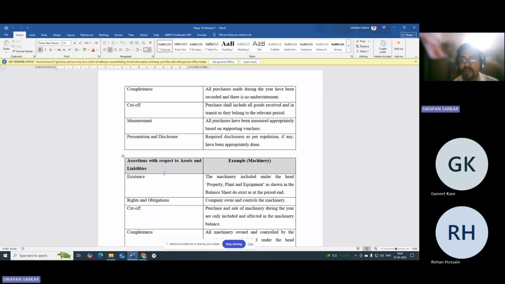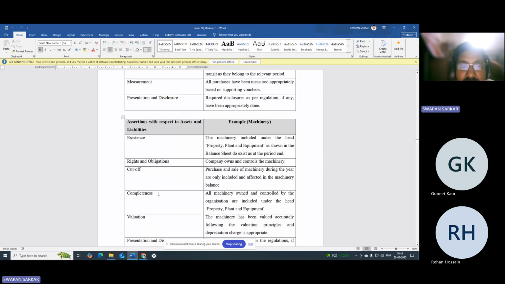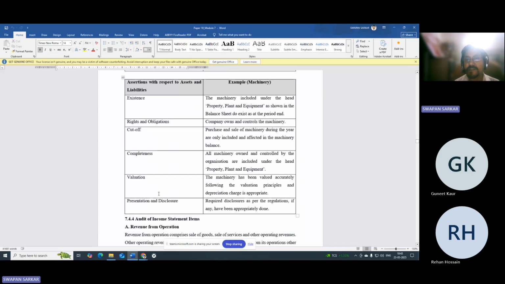Cutoff. Purchase and sale of machinery during the year are only included and effective in the machinery balance. Completeness. All machineries owned and controlled by the organization are included under the head property, plant and equipment. Valuation. The machinery has been valued accurately following the valuation principle and depreciation charge is appropriate. Then presentation and disclosure. Required disclosure as per regulation, if any, have been appropriately done.